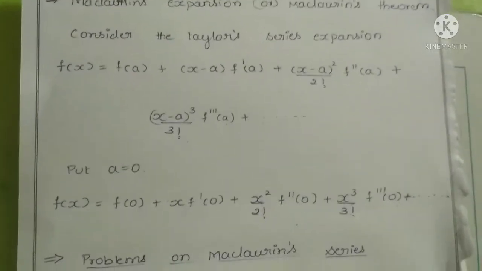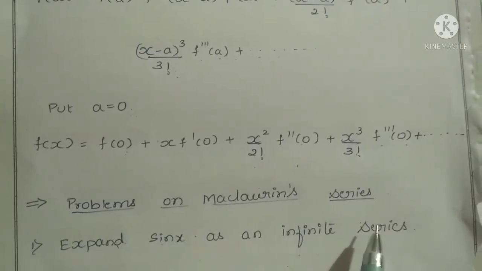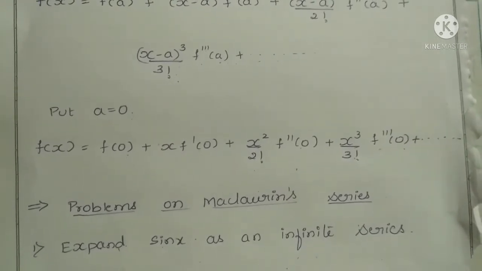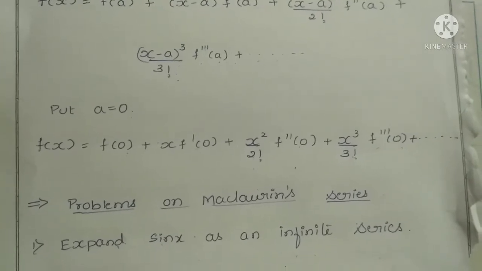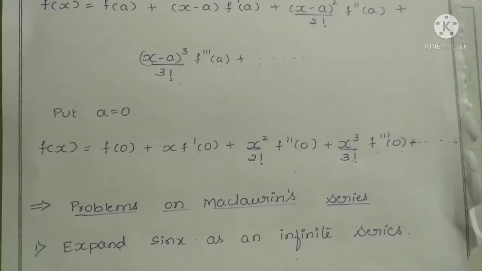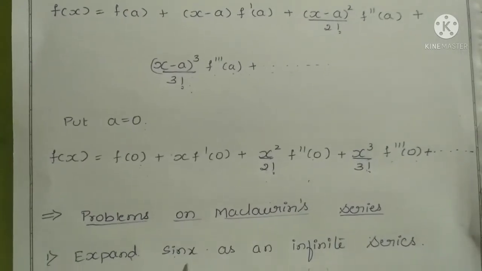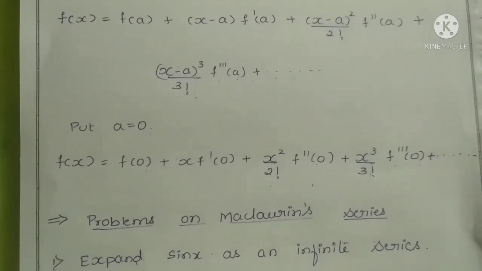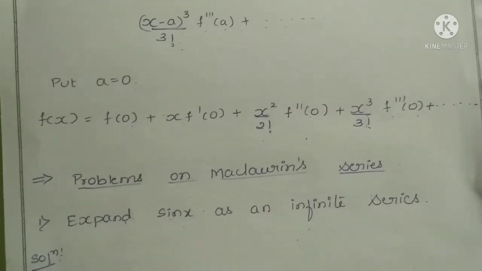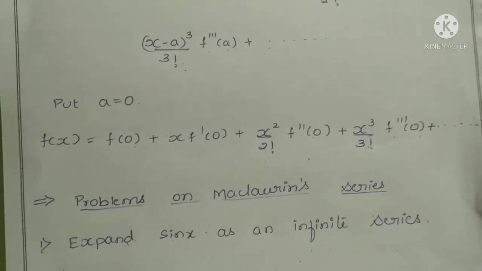So the first problem says, expand sin x as an infinite series. It means that here sin x is given, you have to expand the sin x. Then after expanding sin x, you have to substitute the values in the Maclaurin series formula. What do you mean by expanding? First you have to equate this given function sin x to y of x. Then you have to differentiate the function y of x till the fifth differentiation, that is y to the power of 5 of x.